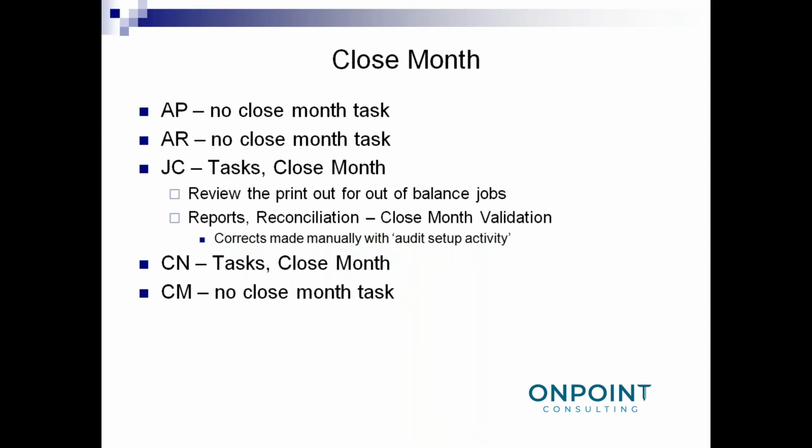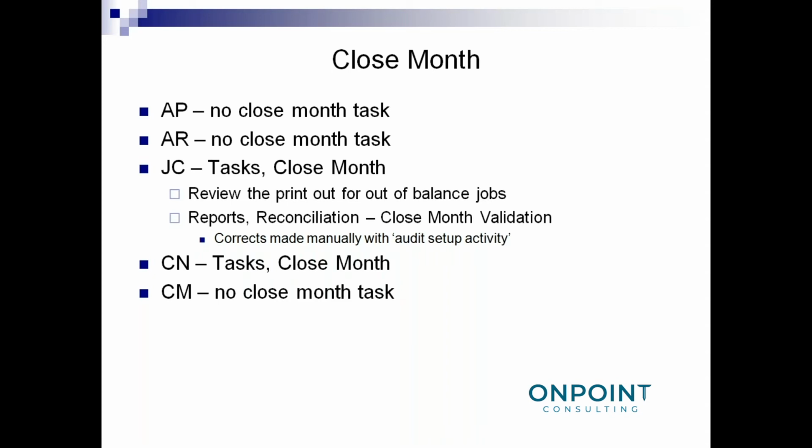Job cost and contracts, which is CN, you need to run those close month routines at the same time. You need to stay equal, basically. And if you have equipment costs, again, make sure you close it at the same time as well. So equipment does have a close month.